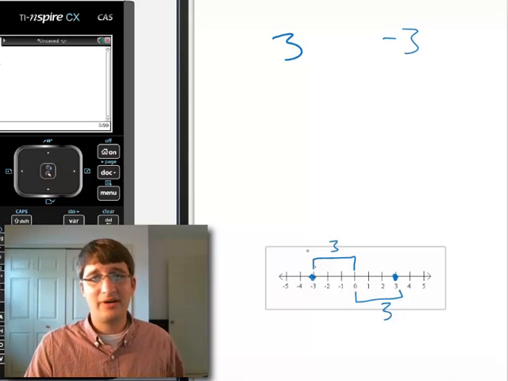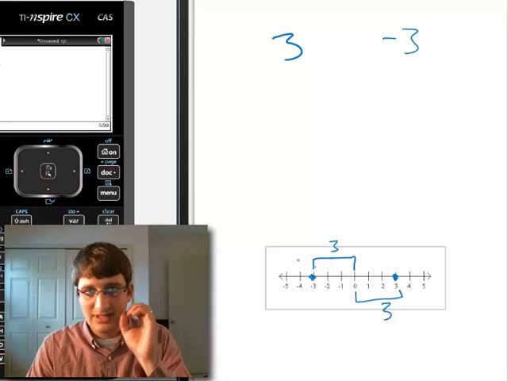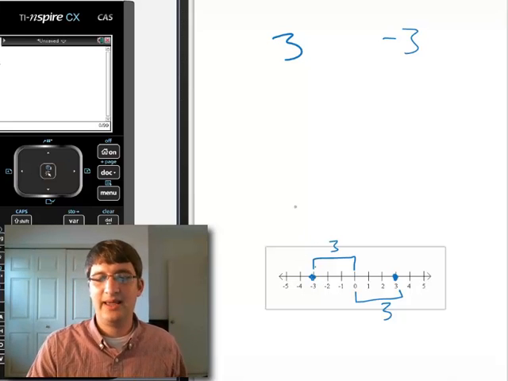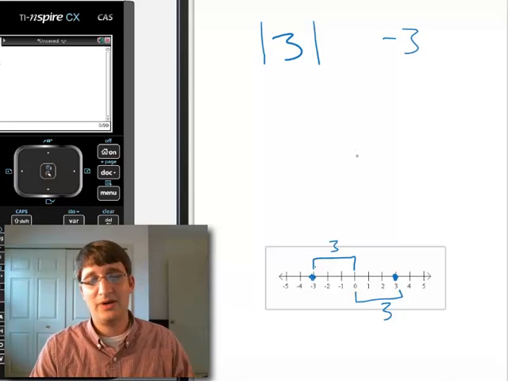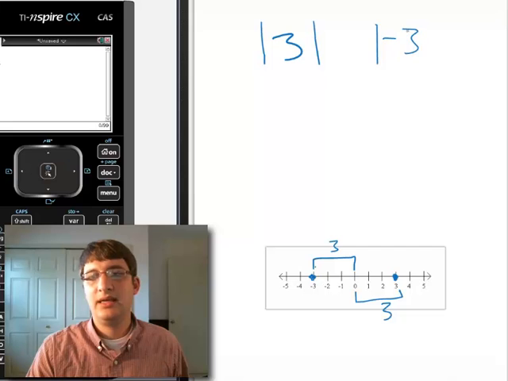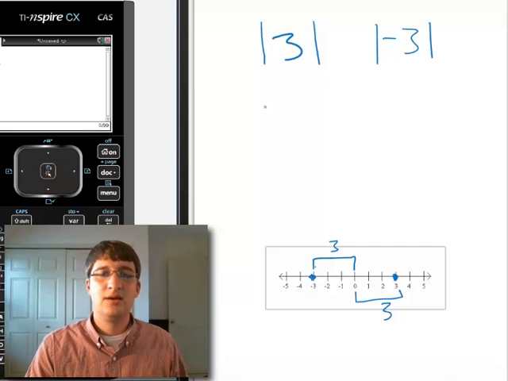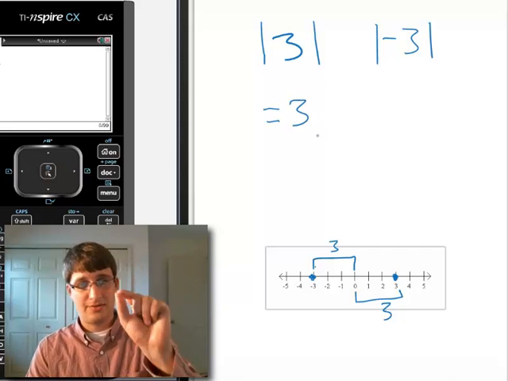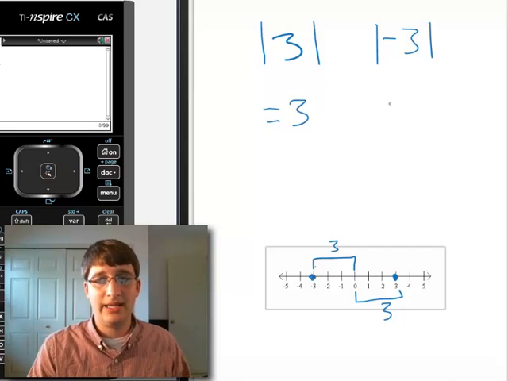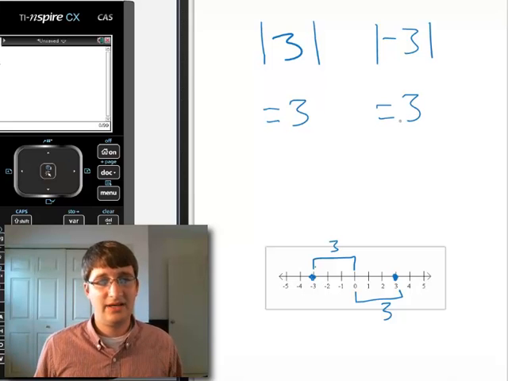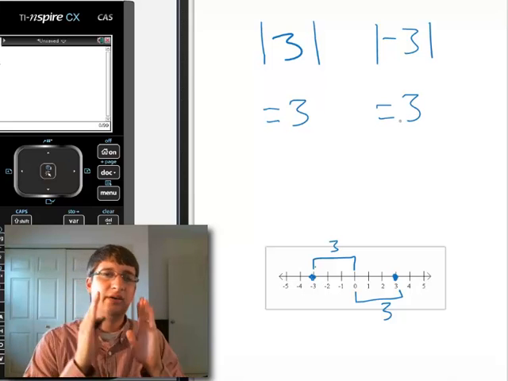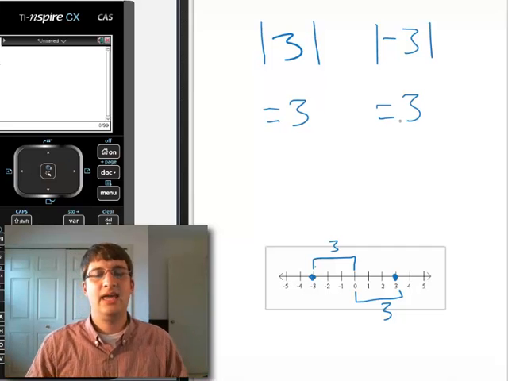What absolute values are is what we just did. It's taking any number or any expression and looking for the distance from that number or expression to 0. So how do we write that? Absolute values are written by putting two lines around the number, one in front, one on the other side. So the absolute value of 3 is just 3, because the distance from 3 to 0 is, like we said before, 3. The absolute value of negative 3 is still 3, because the distance from negative 3 to 0 is still 3.